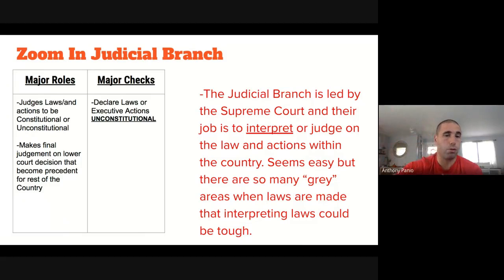Another controversial one would be abortion. Abortion was never a federal law that was made legal. It was made legal technically by the Supreme Court. Okay?